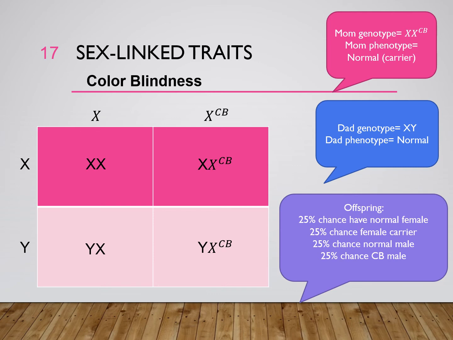Now, the reason that the color blindness is manifested in the male is because this Y is not masking the recessive trait. It won't hide it, okay? And this is the reason why men commonly have color blindness more than women do. I hope this helps kind of demystify how the whole sex-linked traits works.